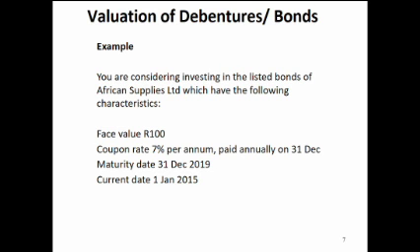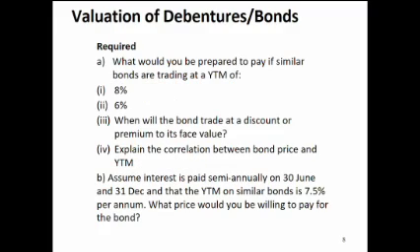Now that we have looked at the formula of how to value debentures and bonds, let's have a look at a class example. So in our example, you are considering investing in the listed bonds of African Supplies Limited, which have the following characteristics. Our bonds have a face value of 100 Rand, and the coupon rate is 7% per annum, paid annually on 31 December. Our maturity date is 31 December 2019, and the current date is 1st of January 2015.